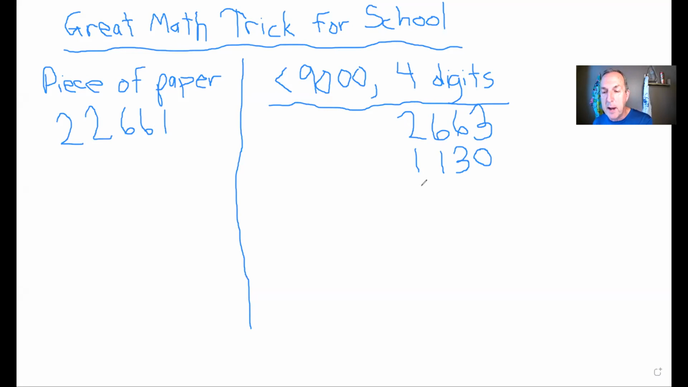I'm going to write down a number now. I'm going to write down 8, 8, 6, and 9. That's my 4-digit number.